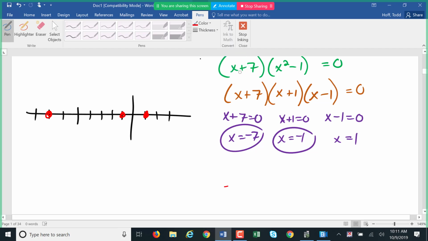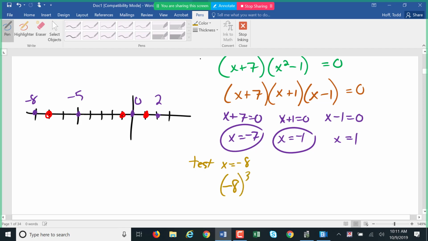So I'm going to pick values. Let's do negative 8, probably negative 5, 0, and 2 will be easy values to test. So if I test x equals -8.